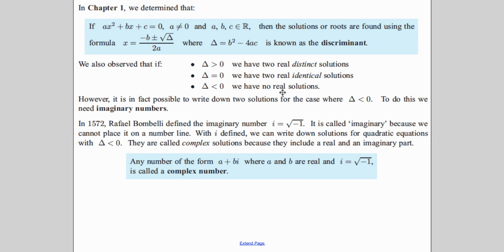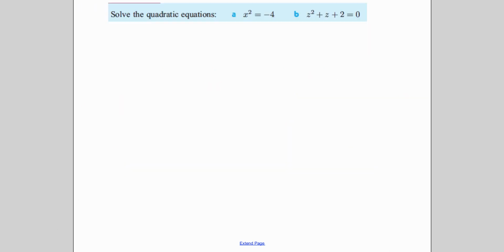But we actually solved that problem in 1572 by our good friend Raphael Bombelli, and he defined the imaginary number i equal to the square root of -1, which led to the complex number system. Complex numbers are of the form a plus bi. A and b are real numbers, and i is equal to the square root of -1. We have either talked about all of that in class or we shall. So let's get to it, shall we?